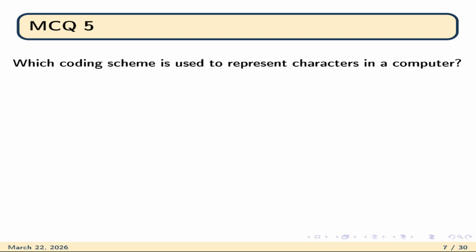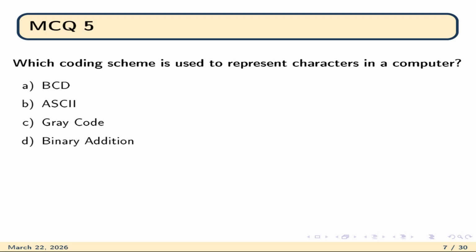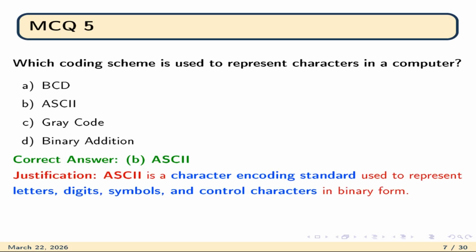Question number 5: which coding scheme is used to represent characters in a computer? BCD, ASCII, Gray code, binary addition. The correct answer is ASCII. ASCII is a character encoding standard used to represent letters, digits, symbols, and control characters in binary form.